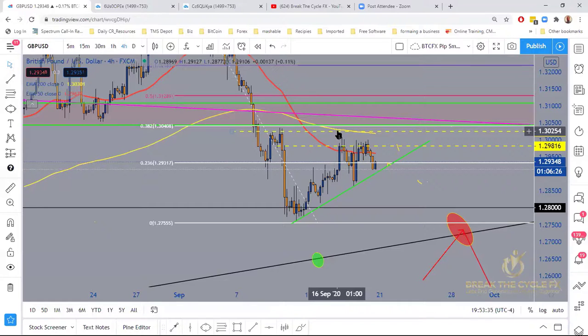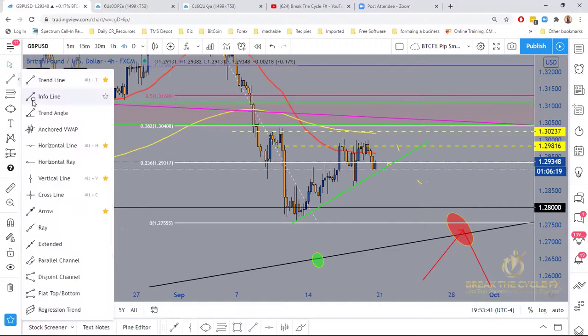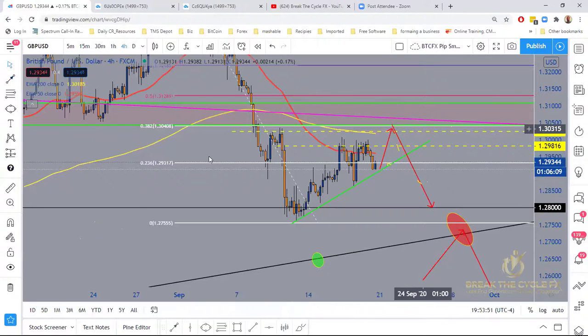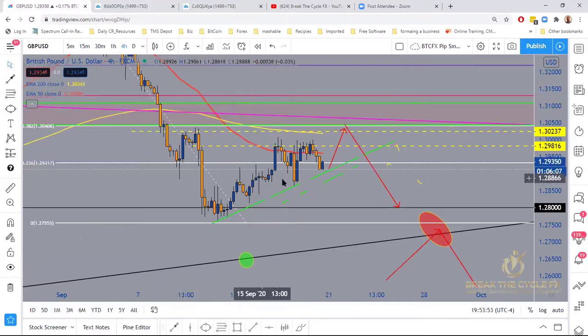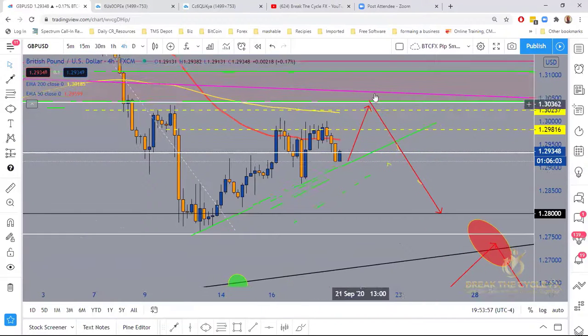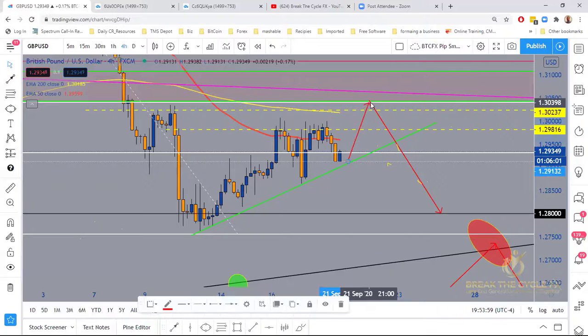So with that being said, I would not be surprised if we get a rejection here, buy back up to this level, and then sell down. Does that make sense? So you could look for, or I am going to be looking for, especially tonight.